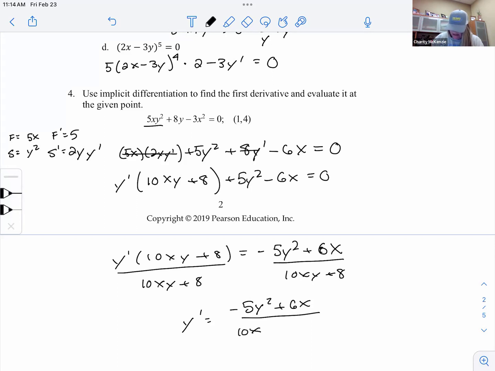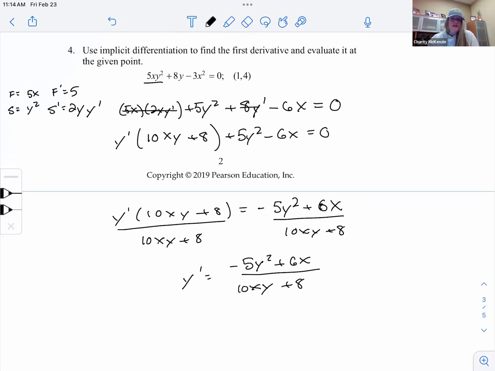over 10xy plus 8. Okay, and I know this seems crazy, but when we do related rates in the next section, then we'll see how it relates to business. But for now, it's more like learn the technique for this section. Okay, so y prime equals this.